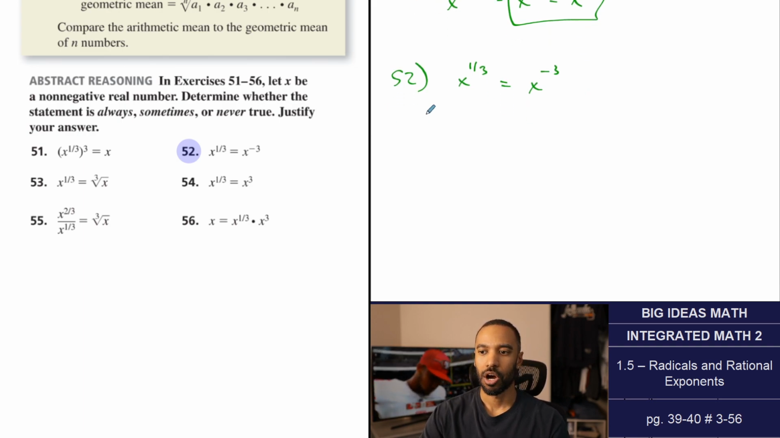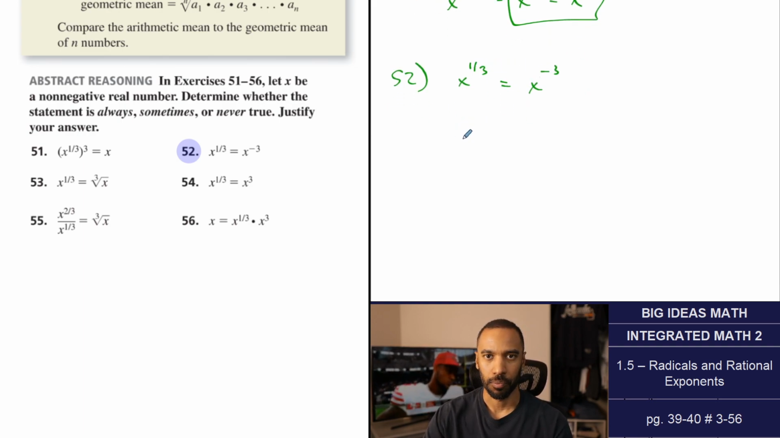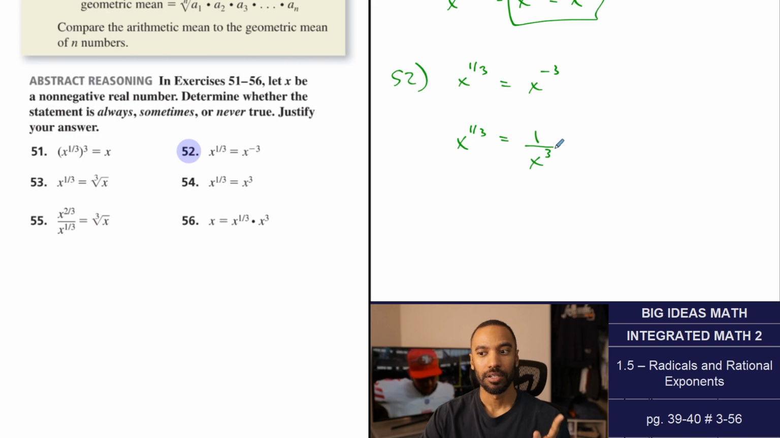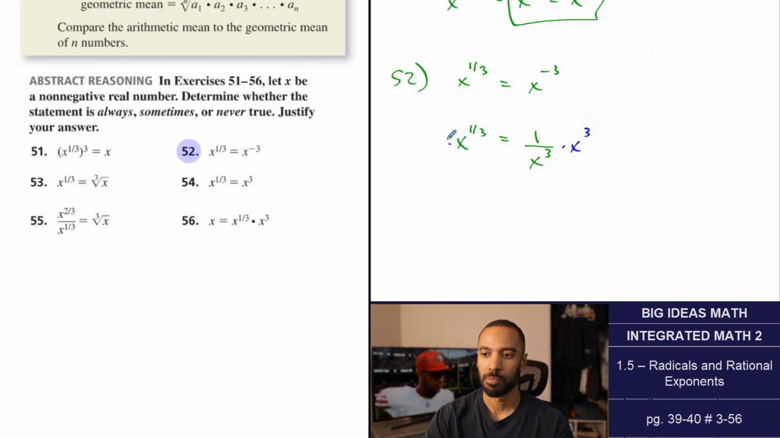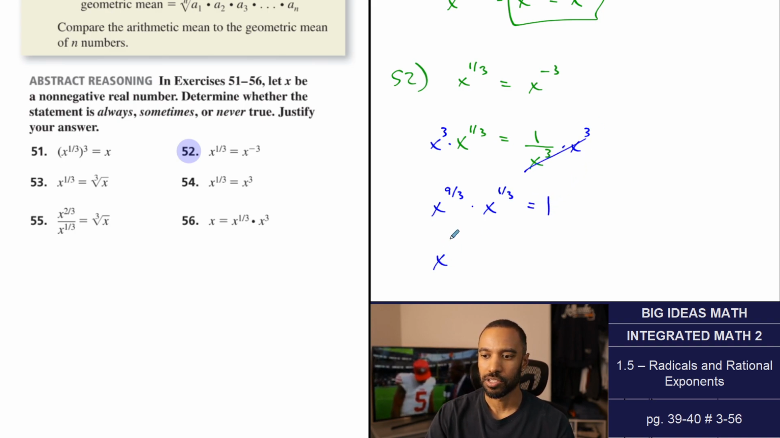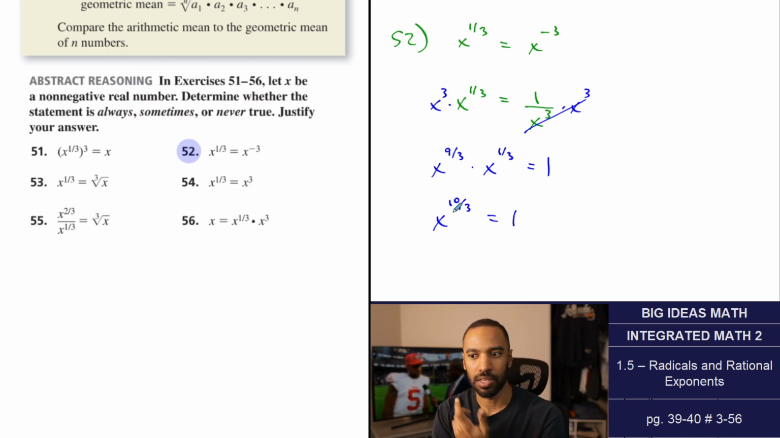Now we know this isn't always true because 1/3 isn't -3. In fact, if I wrote it this way, this is 1 over x cubed. These aren't the same thing. Or let's move it one step further. I'm going to stick with the algebra as long as I can. Let's multiply both sides by x cubed, and now 3 is the same as 9/3. So x to the 9/3 times x to the 1/3 equals 1, or x to the 10/3 equals 1. This is another way of rewriting the same thing that we were doing.